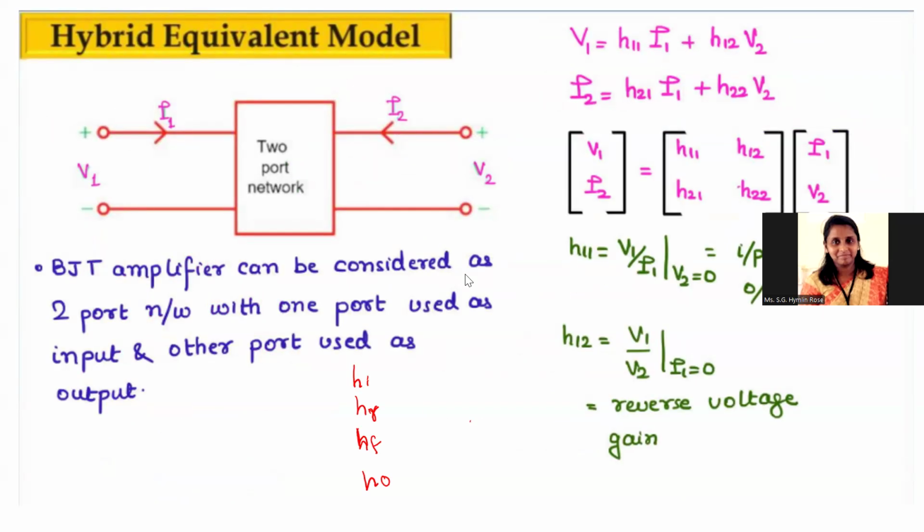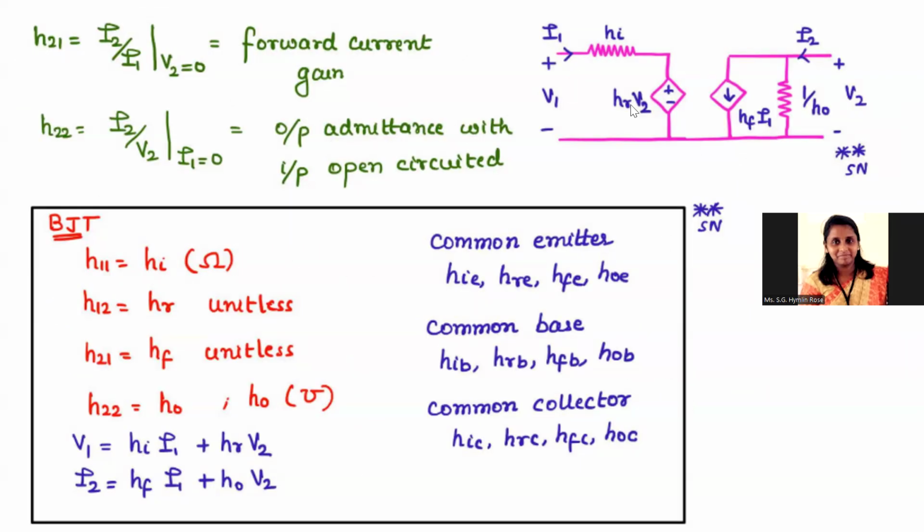The key components are the input side and output side. The resistor H11 is in series with the dependent voltage source HR. And the output resistance 1 by H naught is in parallel with the dependent current source HF times I1, that is the input current.